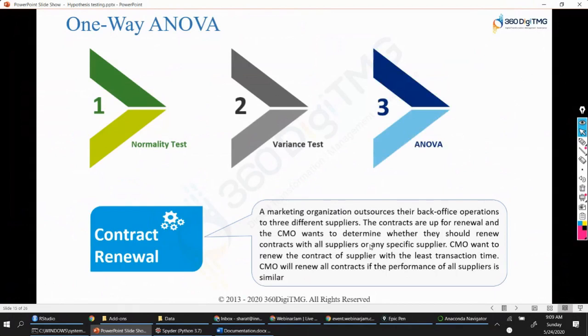All right. Next. A marketing organization outsources their back office operations to 3 different suppliers. The contracts are up for renewal, and the CMO wants to determine whether they should renew contracts with all suppliers or any specific supplier. CMO wants to renew the contract of the supplier with the least transaction time. CMO will renew all contracts if the performance of suppliers is similar.